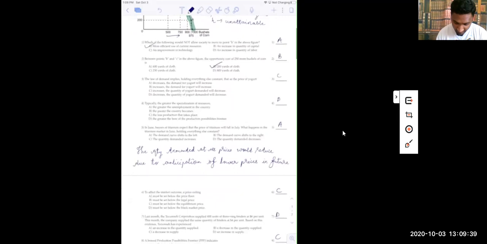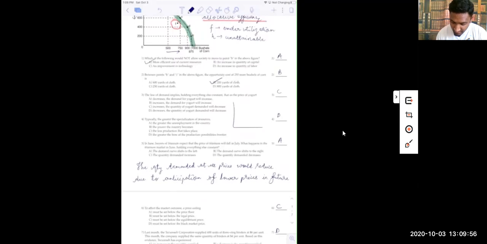Moving on to the next question. The law of demand implies, holding everything else constant, that as the price of yogurt... So what does the law of demand say? This is your graph. This is price P1, this is price P2, this is quantity Q1, this is quantity Q2, right? So as the price increases from P1 to P2, the quantity demanded of yogurt would decrease from Q1 to Q2. So the answer here is 3.